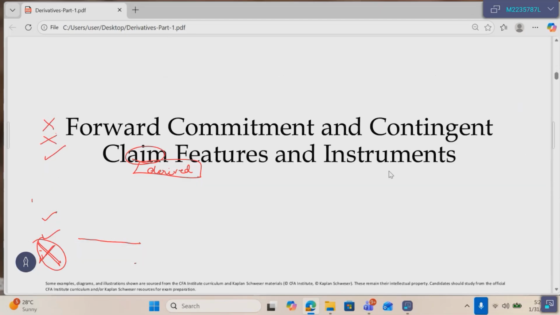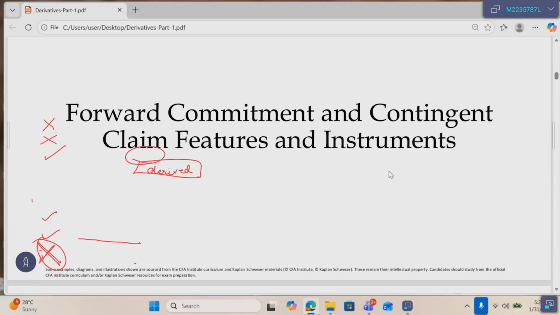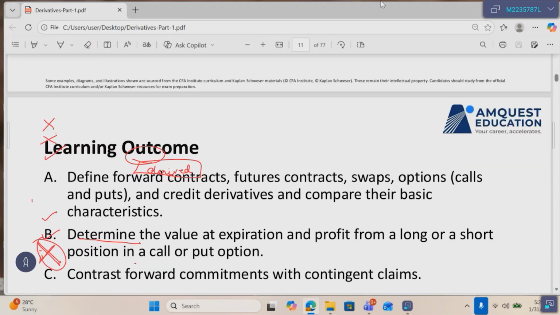Now let's quickly look at how the commitments work and what the features are for that.